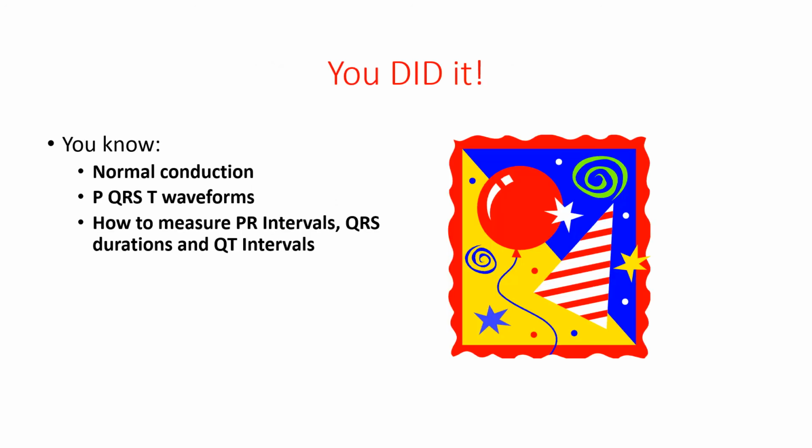So you did it. So hopefully now you understand normal conduction. Again, it's very important to understand what normal conduction is, because going forward, we're going to teach you what's abnormal, and you have to have a true understanding of what normal is. You should be able to identify your P, Q, R, S, and T waveforms, and how to measure your PR interval, your QRS duration, and your QT intervals. And that concludes this part of this lecture, and you will next do sinus arrhythmias.